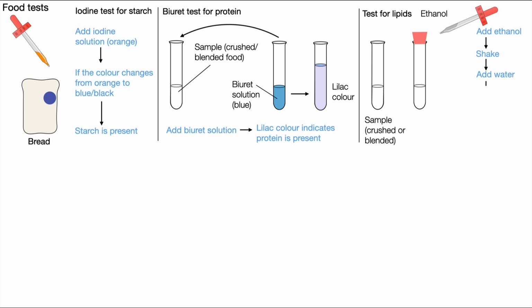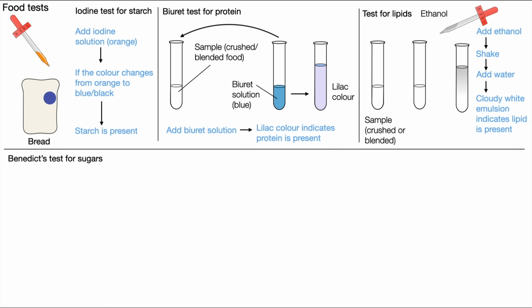We then add some water, and if we see a cloudy white emulsion, this indicates lipid is present. If it goes cloudy white, we know we have lipid. And that would be something like that. It's a kind of grey colour on my diagram there, but we mean a cloudy white emulsion.